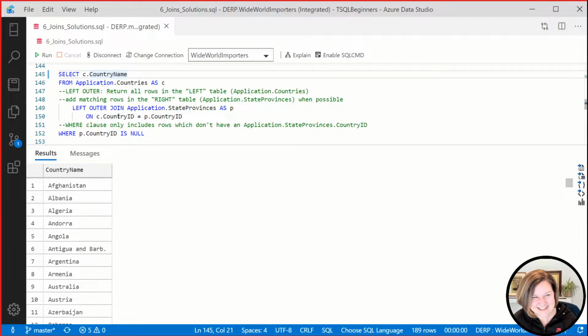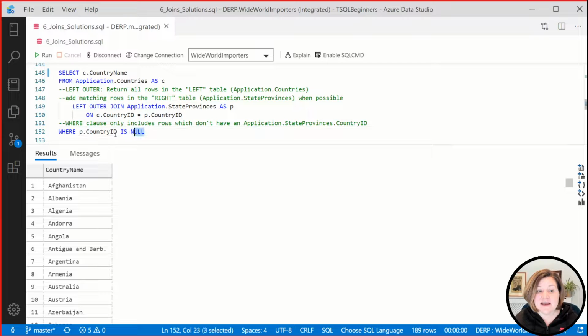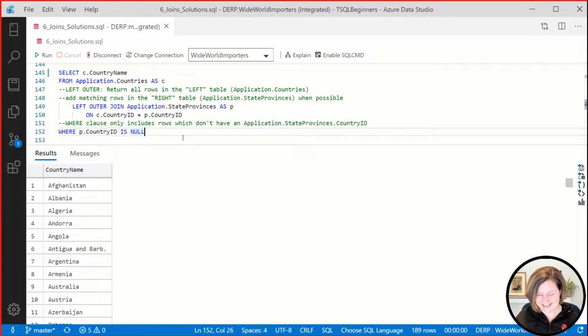There we go. So what I've done here is I went ahead and I find left join to be easier. So I always do left joins. I want all the rows in application.countries, which, if I had that all on one line, would be on the left. And I only want the rows in state provinces if they match. And then I say, since I only want the countries that do not have something in there, I'm saying with the left join, I want to see whether I have something there or not.